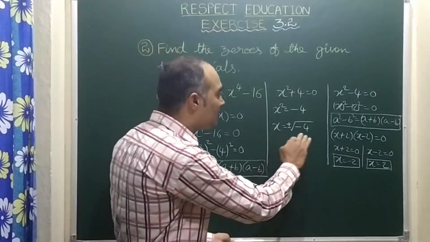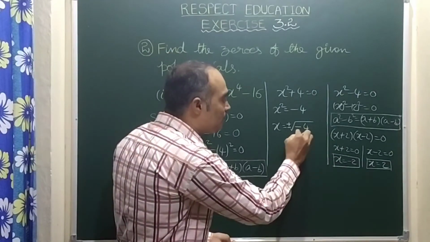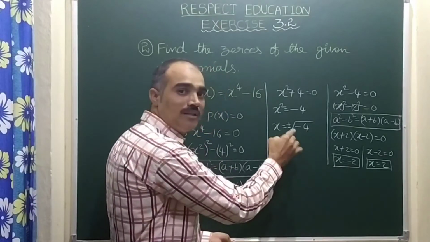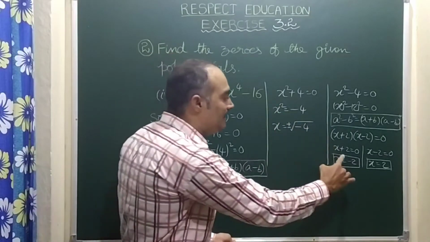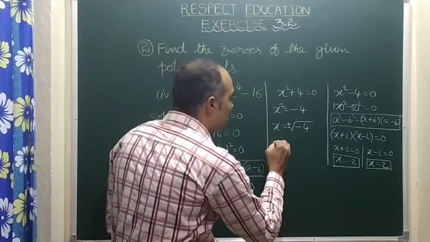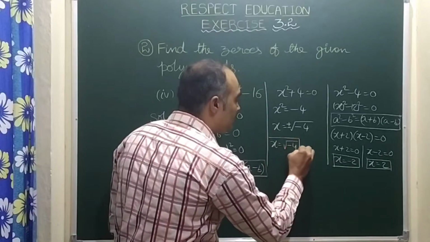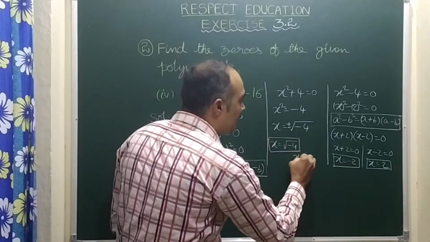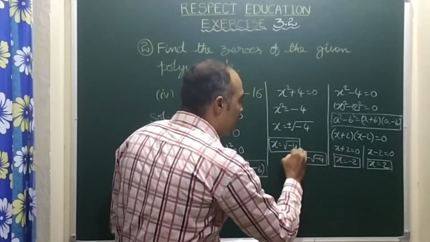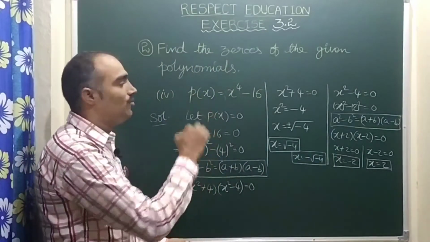So if I explain that one, it will become again another concept. Here this minus 4 under root, plus or minus under root minus 4, also has values, but these values are complex values. These are real values, these are complex values. So here we can write the answers as x equal to plus root minus 4, this is one root, and another root is x equal to minus root minus 4.